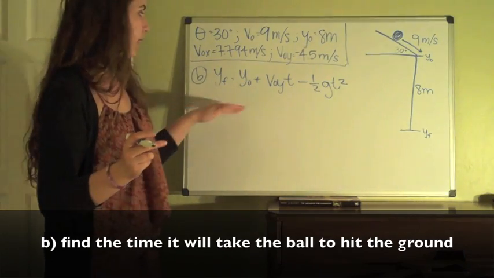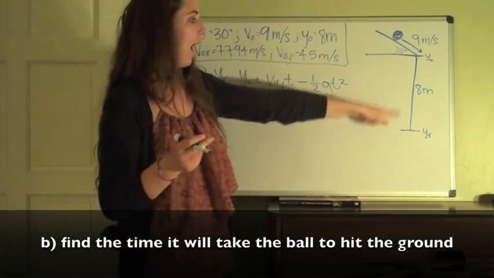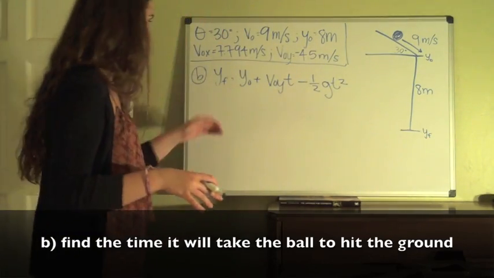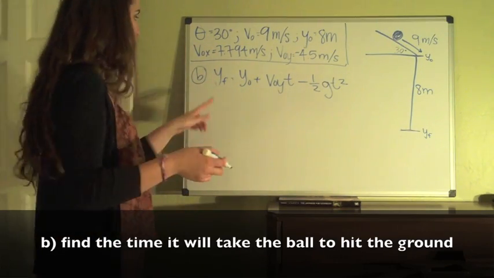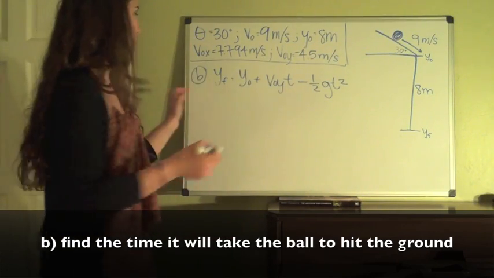And we're using this formula instead of the one on the x-axis because we have a y position, but we don't have any x positions. So that's why we chose this formula. So now we can start to plug in our values. So we said that y final is 0 meters because it's at the ground level.